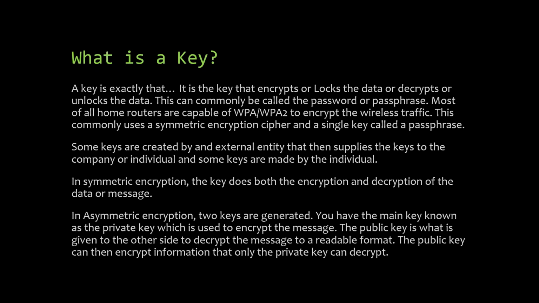In symmetric encryption, the key does both the encrypting and the decrypting of the data or message. In asymmetric encryption, two keys are generated. You have the main key, known as the private key, which is used to encrypt the message, and the public key, which is given to the other side to decrypt the message to be able to enter a readable format. So the public key really isn't meant for encrypting. The public key is meant for decryption.